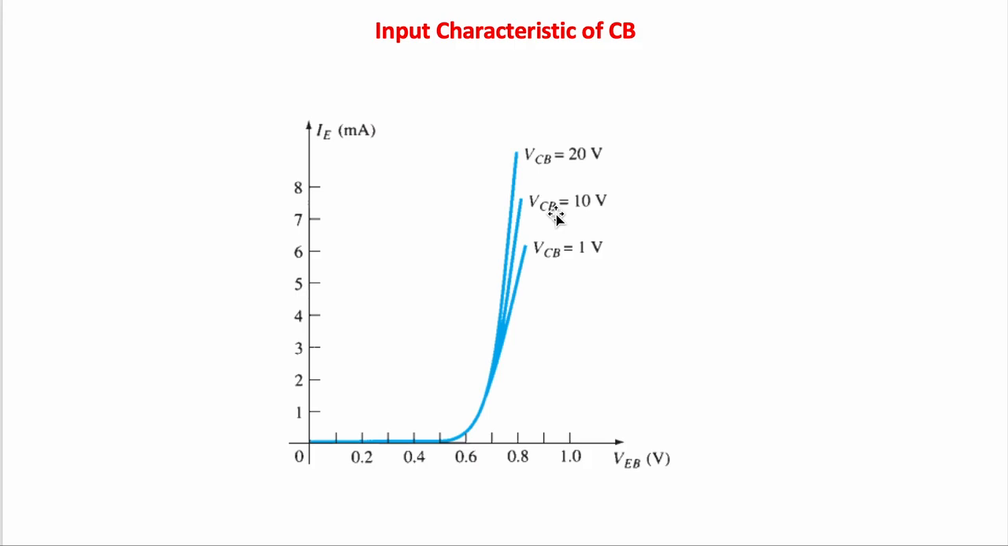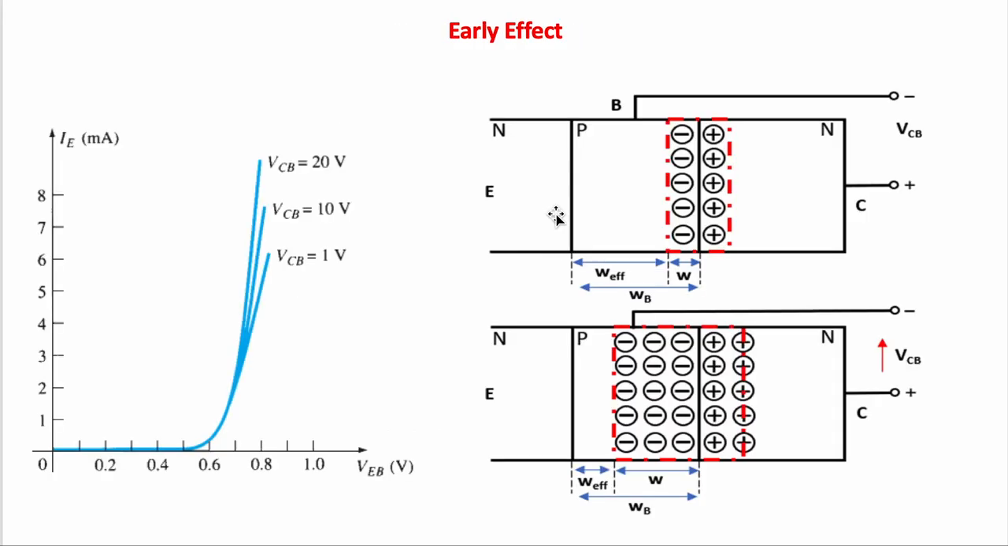We also know this as base width modulation. So what is this early effect? We know that the collector-base junction in the BJT acts as a reverse biased diode, or we have to reverse bias this for the active region.